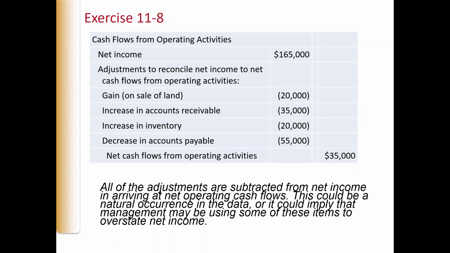We start with our net income. And in this case, we're going to subtract all of these to come up with 35,000. That's kind of fishy here. All of these adjustments are subtracted from net income, arriving at net operating cash flows. This could be a natural occurrence, or it could imply management is using some techniques to overstate their net income.